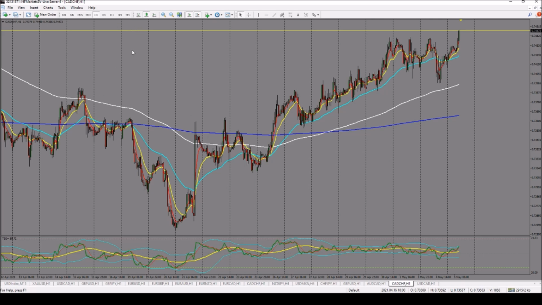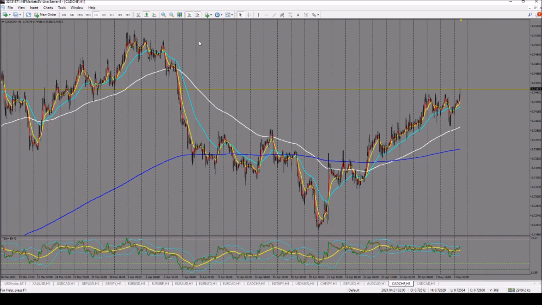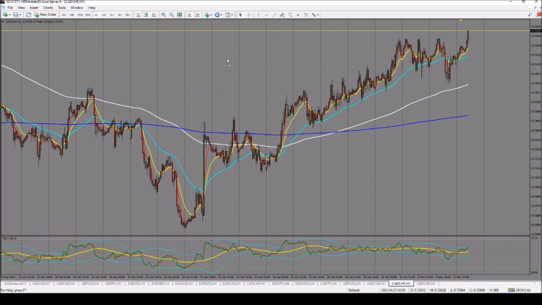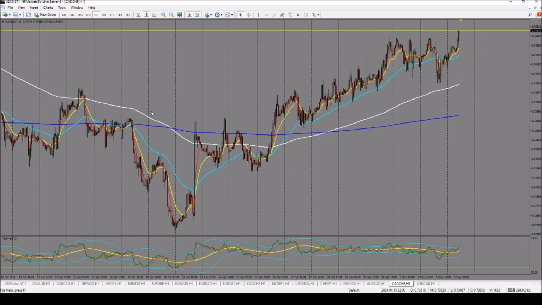As you can see, CADCHF from this point to that point, we had clear waves. I hope you are understanding. If you are not understanding this, please don't hesitate to ask questions in the comment section. So from this point, we had the first wave. As you can see, we had 1, right? Then 2, then 3, 4, and 5.